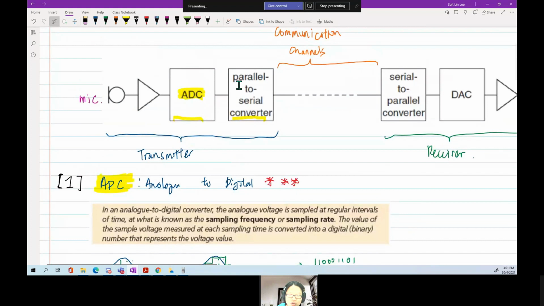So all this happened in the transmitter. We have converted things from this shape to a bunch of ones and zeros, and then we send it to the parallel to serial converter, and then now we are ready to transmit. So let's say we transmit along the communication channel, and then now it has received the ones and zeros. We want to rebuild the signal. Hence, digital to analog converter.